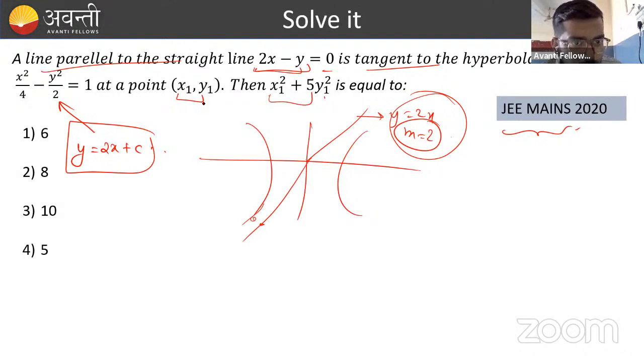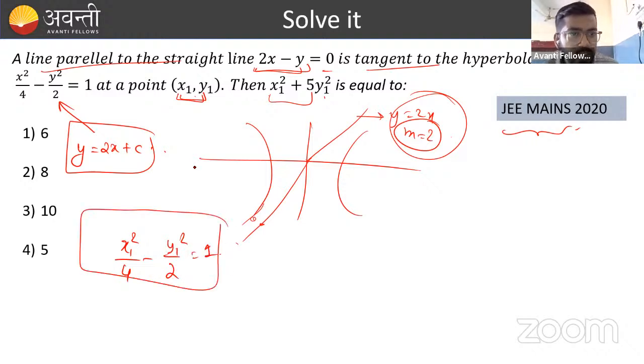So this line is a tangent to the hyperbola at the point x1 comma y1. So x1 comma y1 is on the hyperbola, so we can say that x1 square by 4 minus y1 square by 2 is equal to 1, correct? So this is one equation.